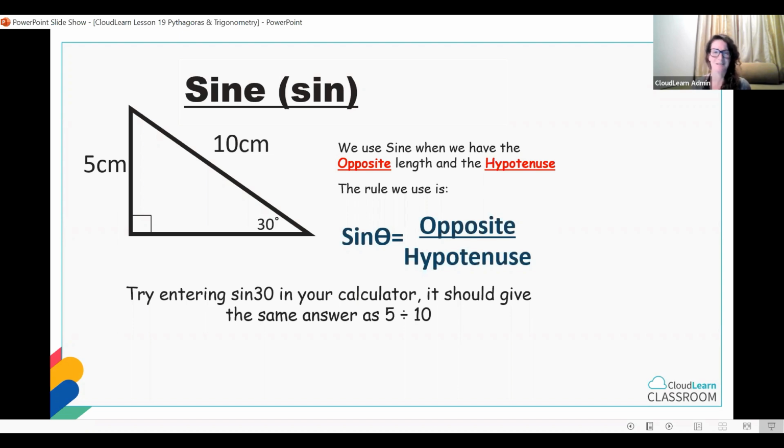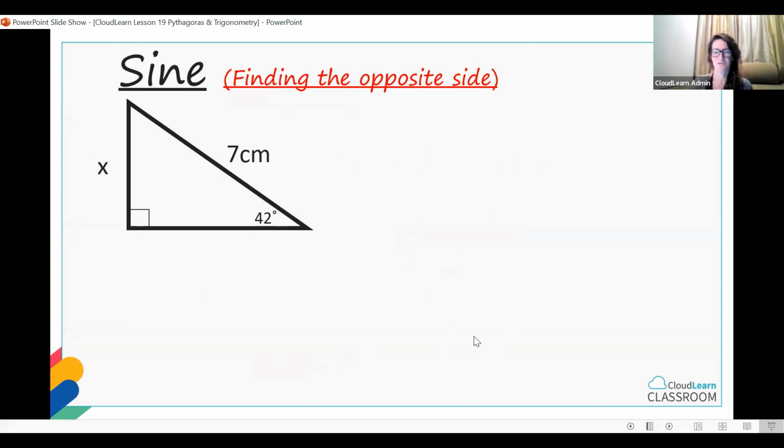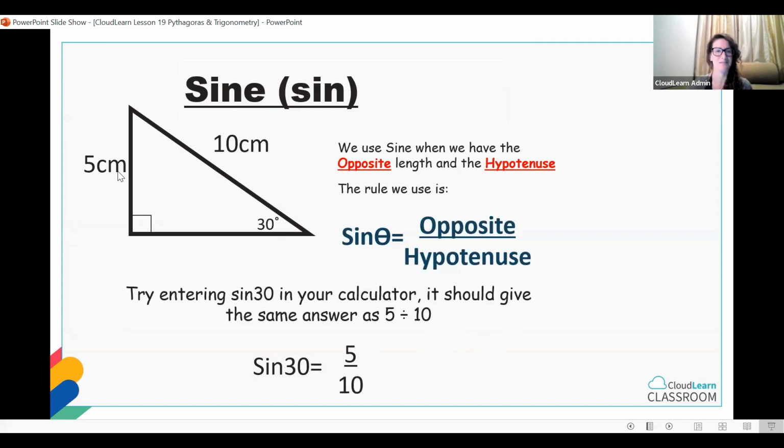Most exam centers will check your calculator before you go in that it's in the right mode, but you should definitely be able to check that yourself. If you have any questions about using the calculator, feel free to pop them in the chat and we can talk about it further. But for today, you should have your calculator in degree mode. So sine 30 should give you the answer of 1/2. I've put 5/10 there because that's the problem, but simplifying that fraction gives us 1/2. So that's the answer, okay?